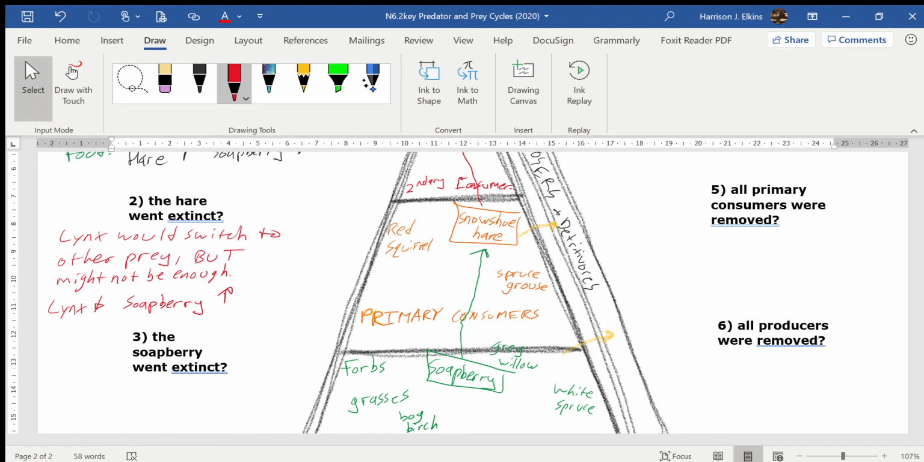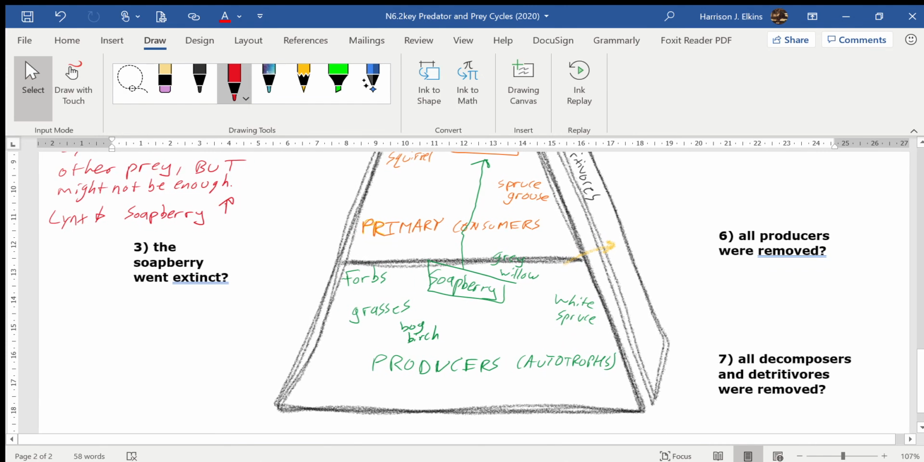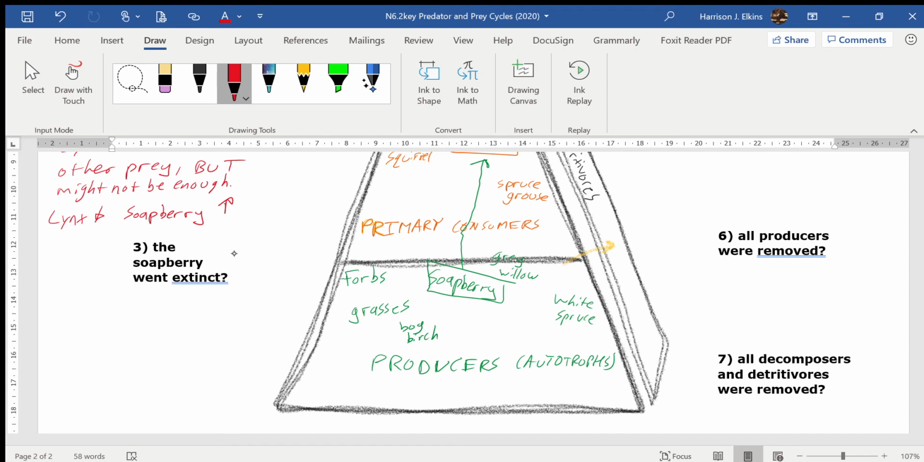Now, let's remove the soapberries. What if we remove that from the Jenga tower of this ecosystem? Let's choose blue. If the soapberry went extinct, how would that affect the hares? You'd have less food, and so the hares would decrease. The carrying capacity for the hares would decrease. Less food for hares means the hares would have to find a new food source.